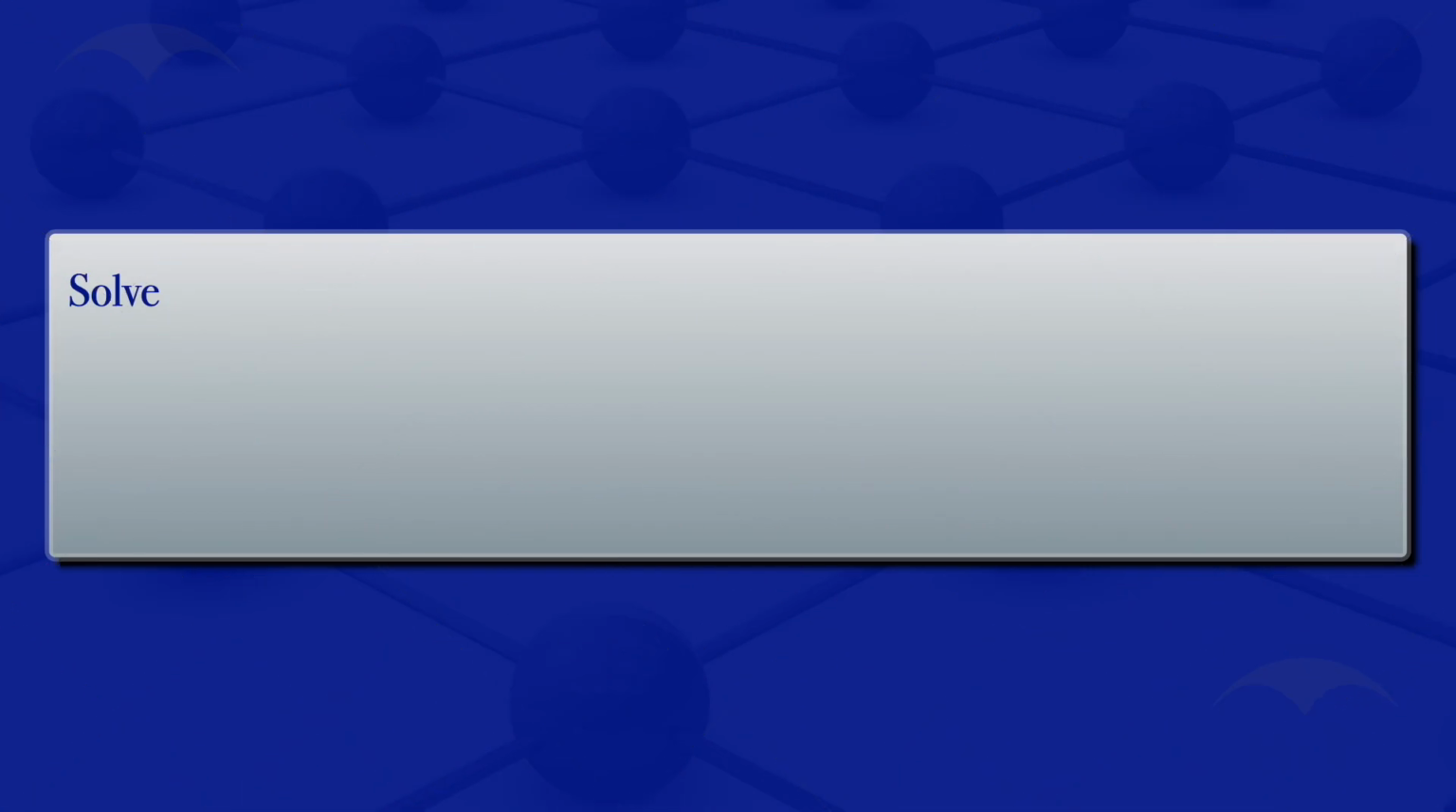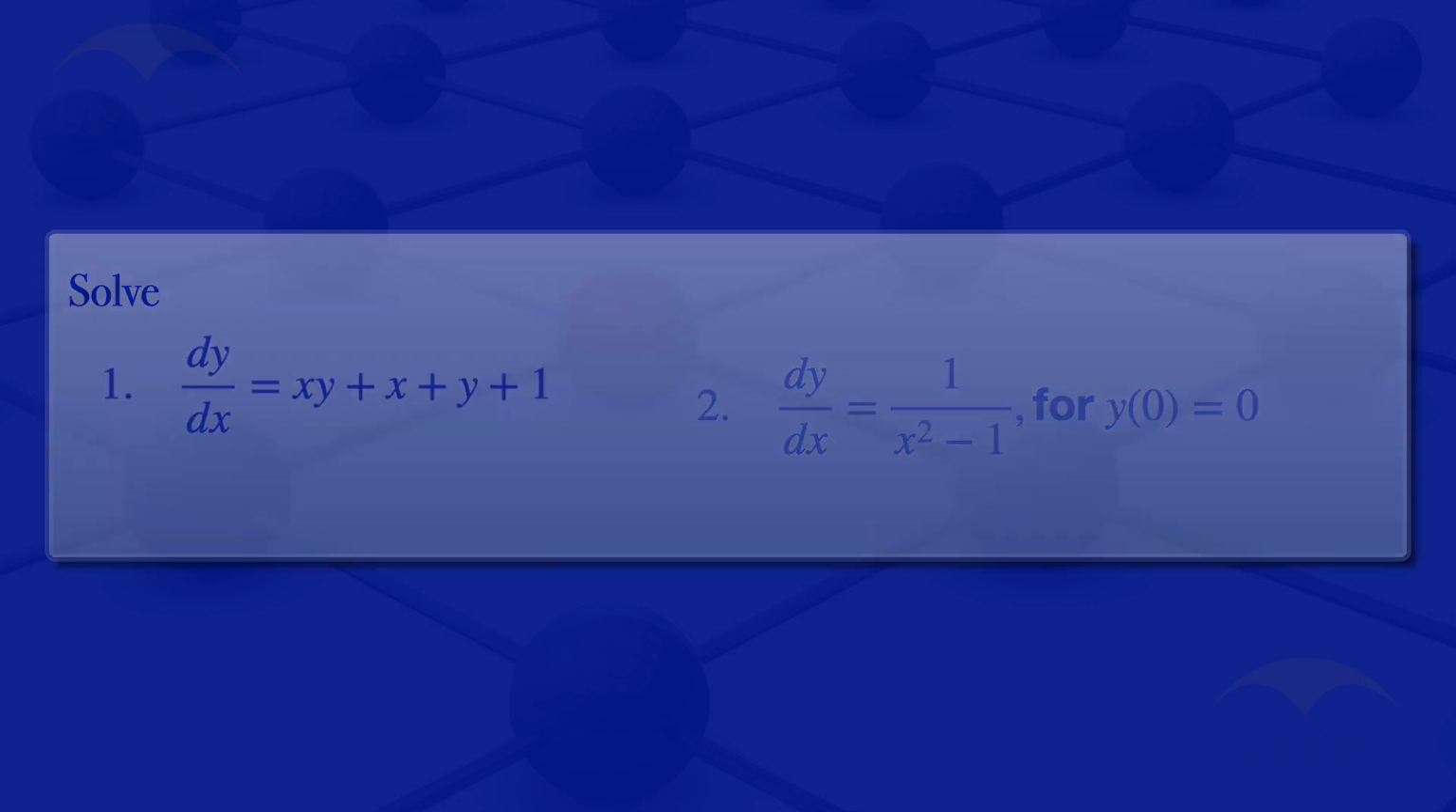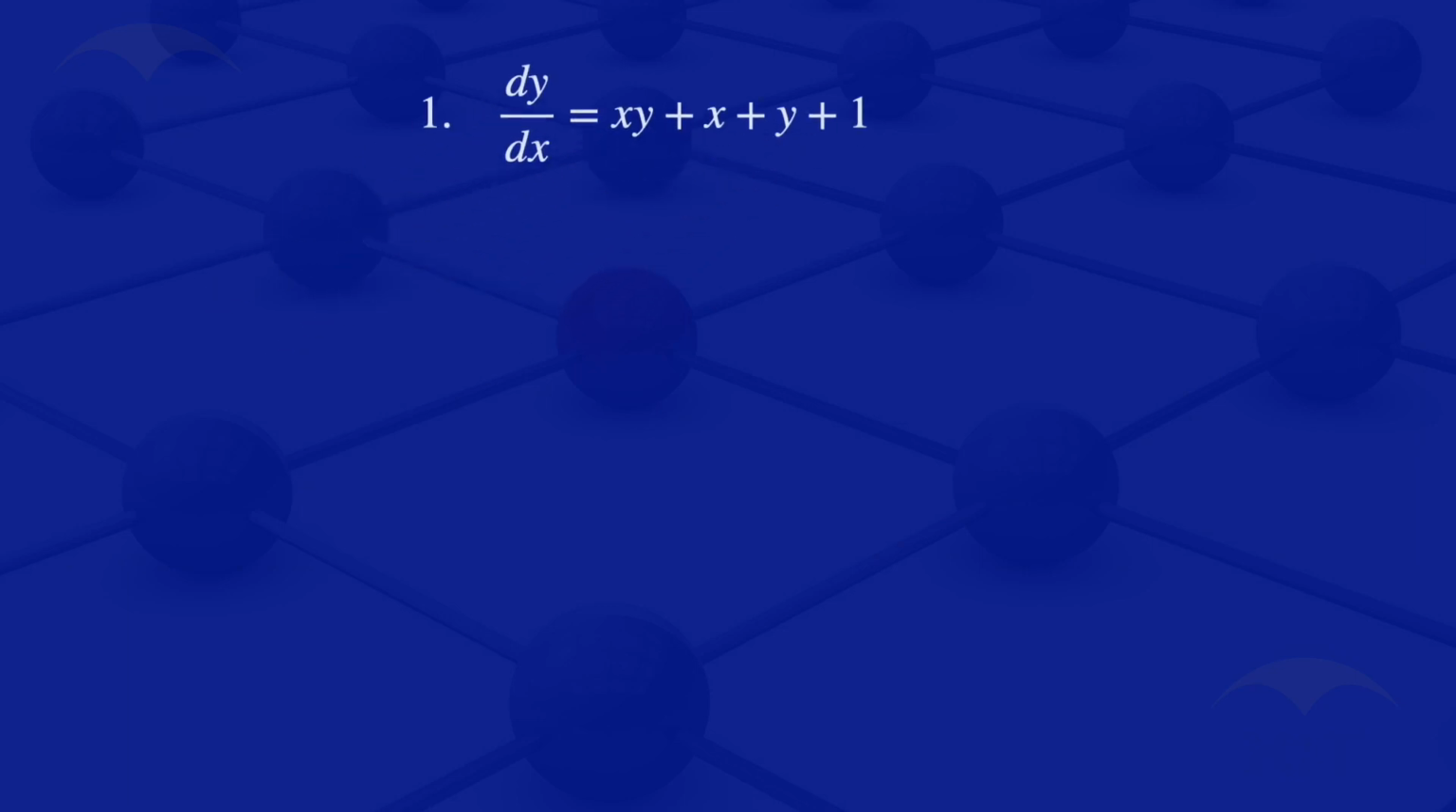In this video, I'm going to find the general solution of the ODE y prime is equal to xy plus x plus y plus 1. Then look at the second problem: the derivative of y with respect to x is equal to 1 divided by x squared minus 1, given the initial condition y(0) is equal to 0. So I'll start by looking at the first problem there.